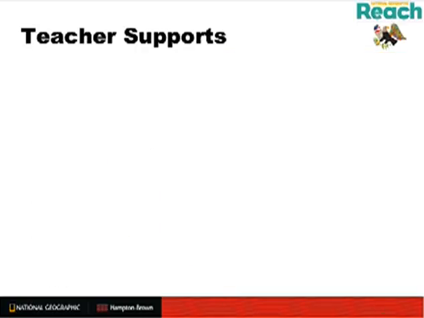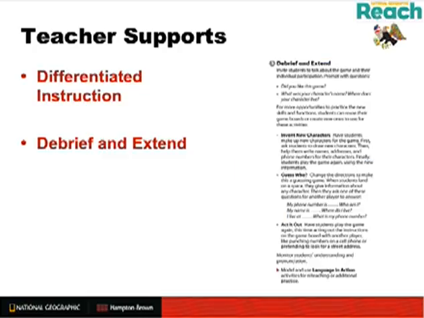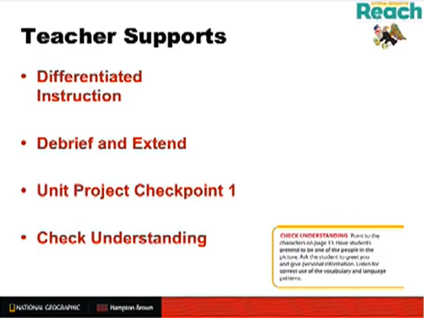There are teacher supports in the wrap-up that provide you ways of tracking progress and ensuring your students' successful mastery of skills. Remember the differentiated boxes that you've seen throughout the unit. You'll see those at the end of the unit as well, in the wrap-up sections. There's always a suggested way to debrief and extend students' learning. And there are project checkpoints that give you an idea of where students might be in their progress on different projects. And as always, there is a check understanding box that gives you a quick way to assess their mastery.